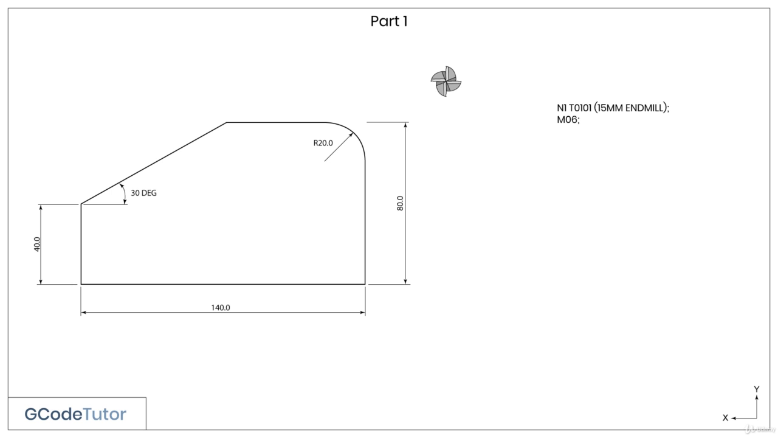M06 is our automated tool change M code. This tells the machine to take the cutter from the right position in the carousel and place it in the spindle.